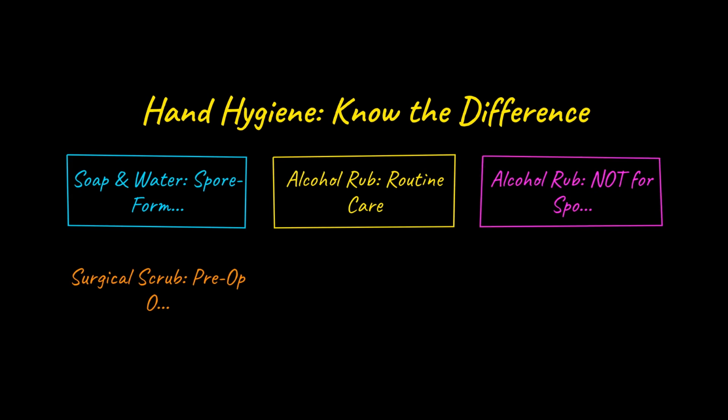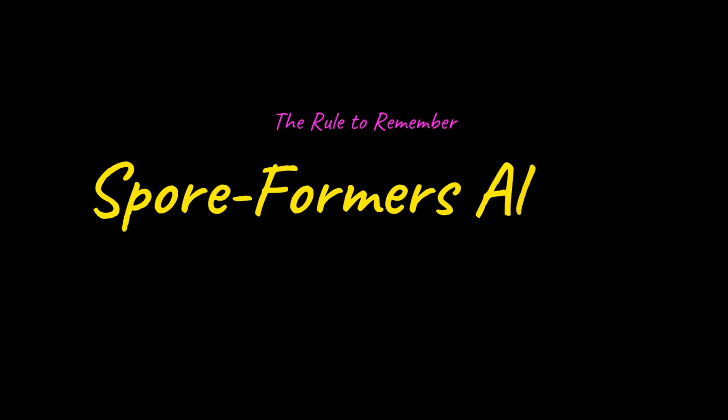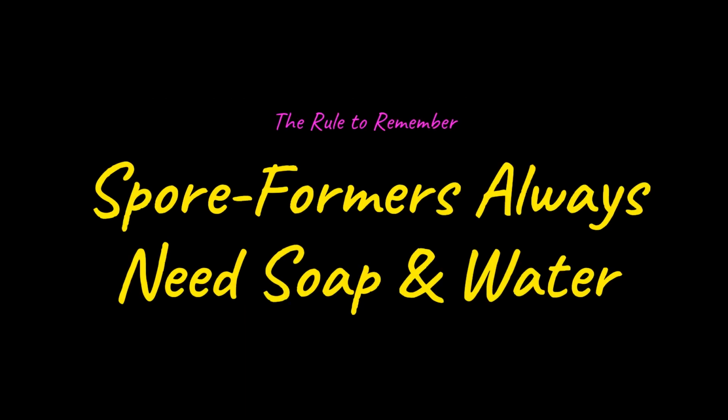Surgical scrub is reserved for sterile operative cases, but for any spore-forming organism like C. difficile, soap and water for at least 20 seconds is the only safe choice. Whenever you see C. difficile, spore-forming organism or contact precautions in an exam stem, alcohol rub is the wrong answer. Soap, friction, water, and at least 20 seconds every time.